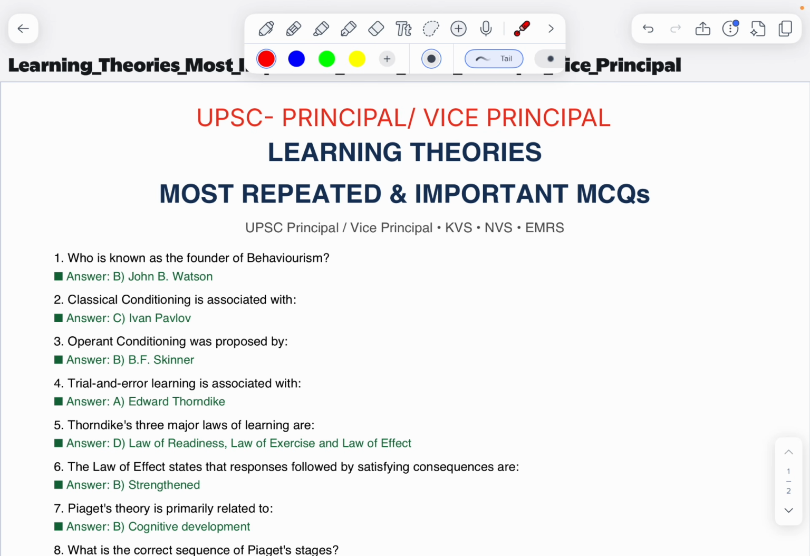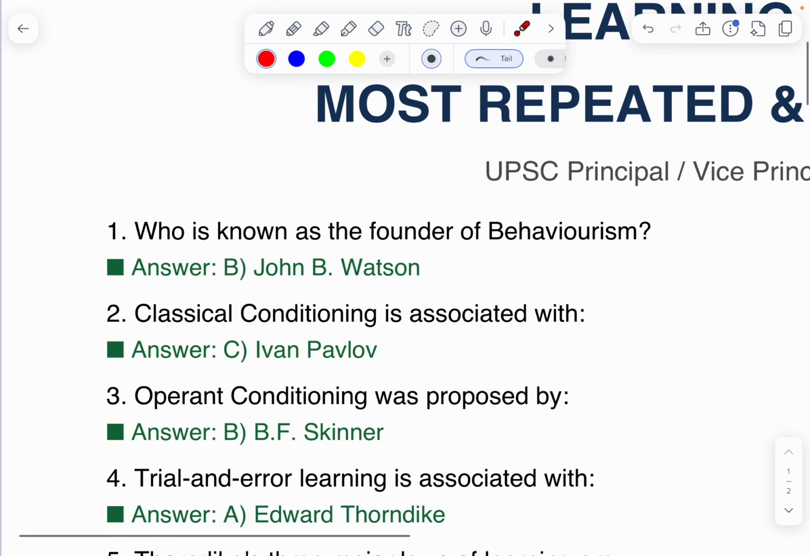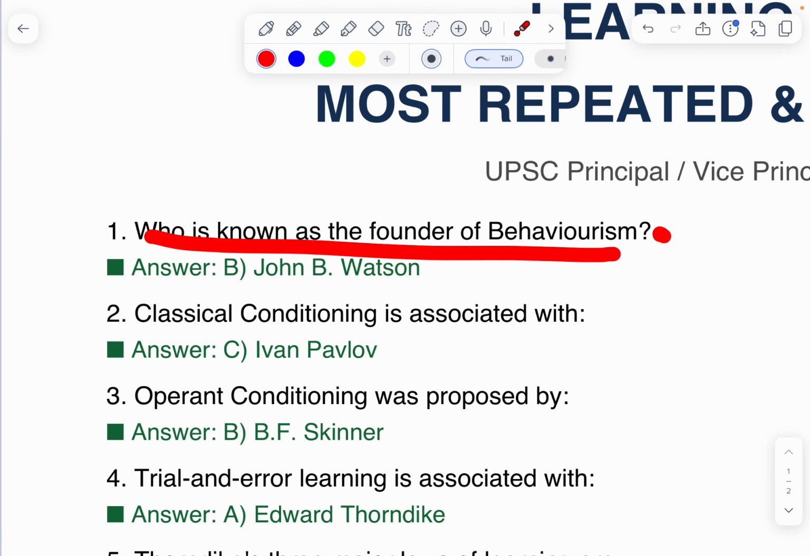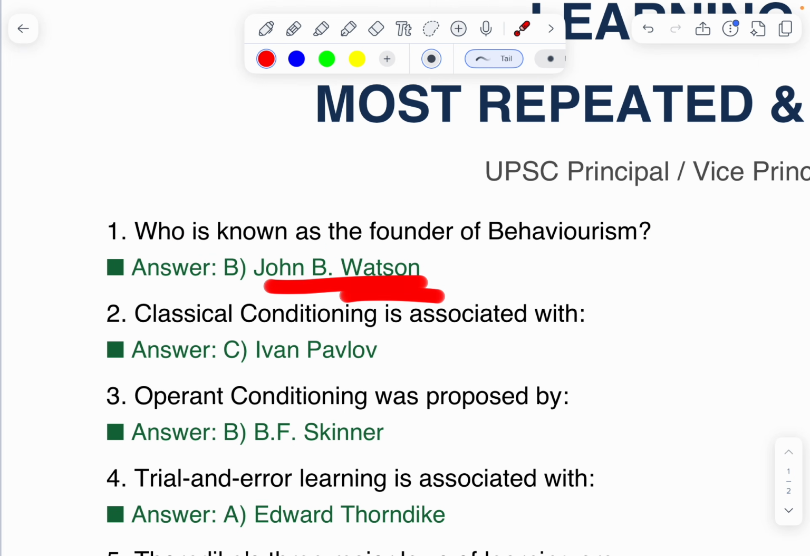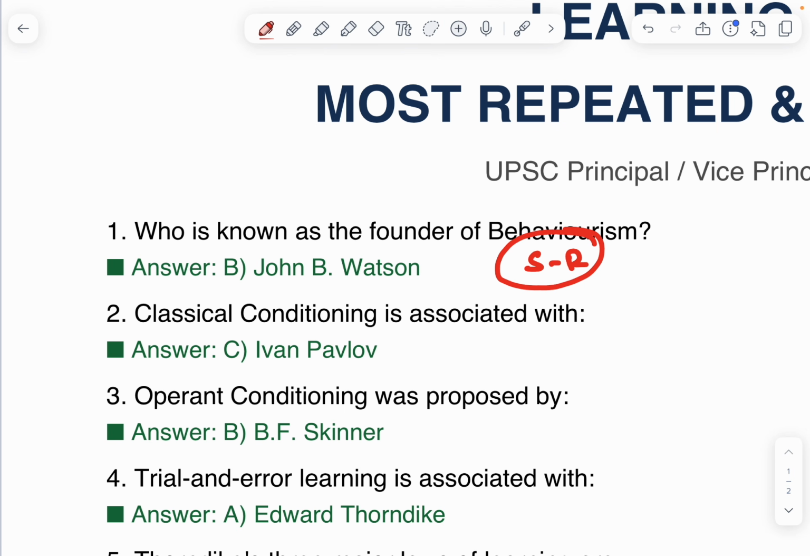Today our topic is learning theories. In this topic we are completely concentrating on the most repeated and important MCQs. First question: who is known as the founder of behaviorism? J.B. Watson. His conditioning is stimulus and response. Animal: white rat.